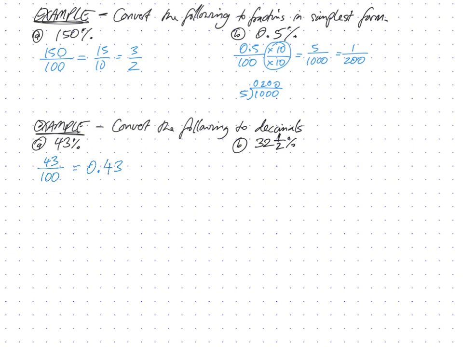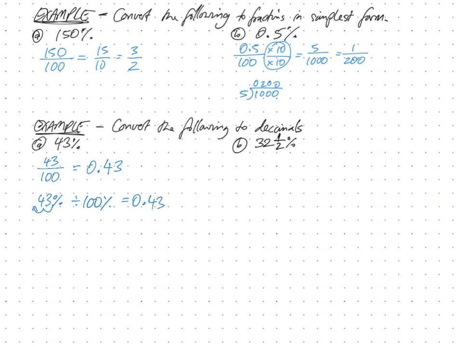Okay? The other way that you can do it is to divide by 100%. So 43% divided by 100%. If I times by 100, I jump the decimal point twice to the right. If I'm dividing by 100, I jump the decimal point twice to the left. So it goes 1, 2. So that's also going to be 0.43.